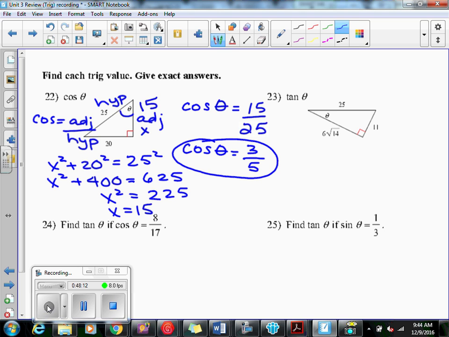So you don't put decimals? No, they didn't ask for decimals because they wanted exact answers. They said give exact answers, and that means we're not getting decimals. We want either a fraction or a radical in its simplest form.